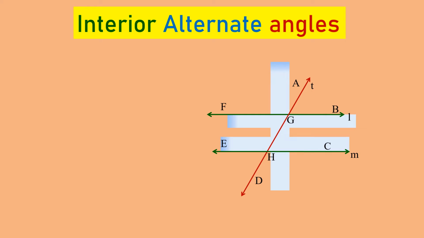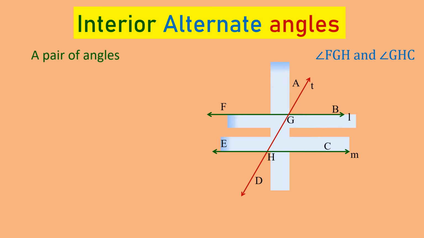and a vertical rectangular shade is put across the transversal, as you see in the diagram. The vertical rectangular shade has a common portion with the rectangular shade between lines L and M, and we obtain one angle as FGH and the other angle as GHC. So let us find out whether they are interior alternate angles or not.